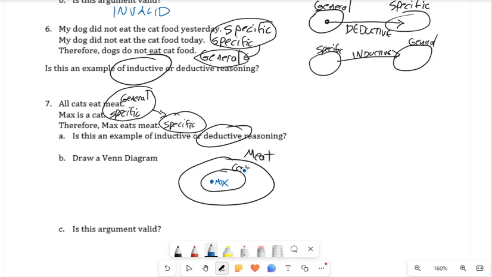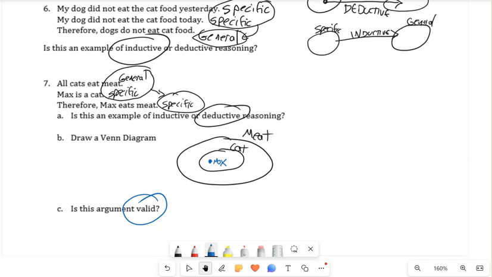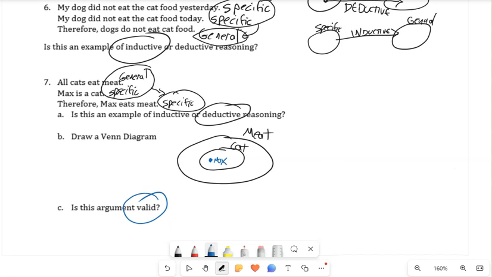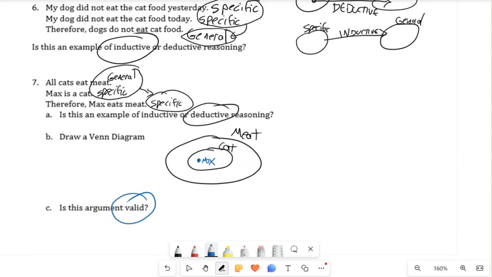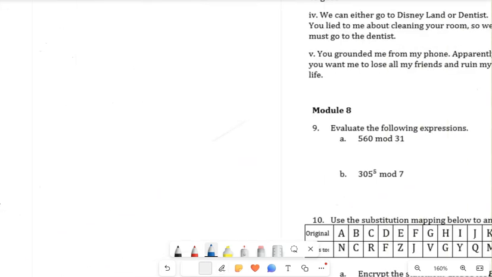So we are showing that Max is inside the meat circle, therefore our argument is valid. There's no place we can place the Max individual that's not in the meat circle. Therefore, we can conclude in all cases that if Max is a cat and all cats eat meat, Max is inside the meat circle. Max eats meat. All right. Next question.